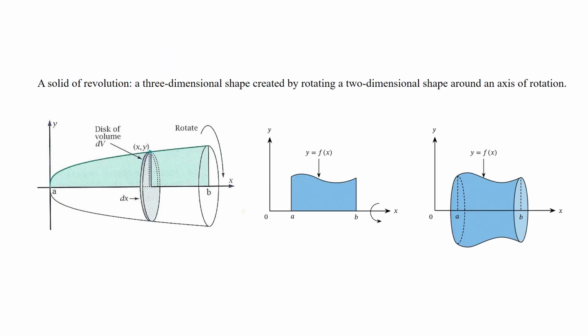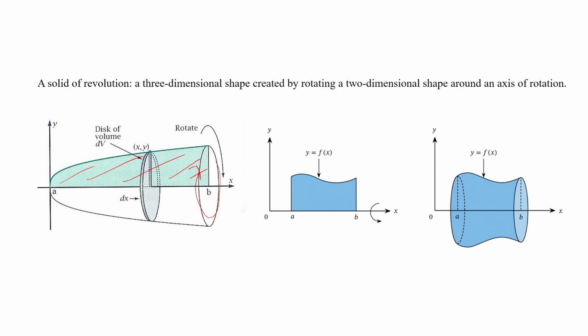What are the solids of revolution? I need to say a little bit about that. A solid of revolution is a 3-dimensional shape that gets created by rotating or revolving a 2-dimensional shape around an axis of rotation. For example, this is an area, let us say a surface area, and we rotate it about this x axis over here and we generate this conical structure. So, this is a conical 3-dimensional shape.